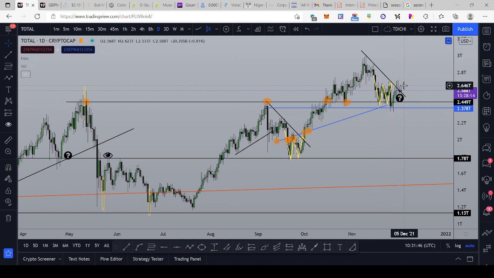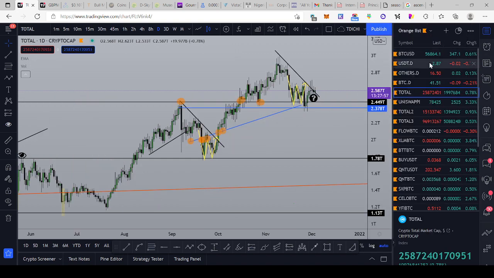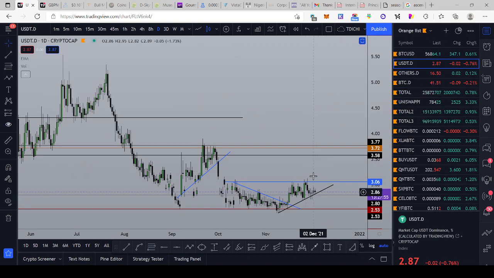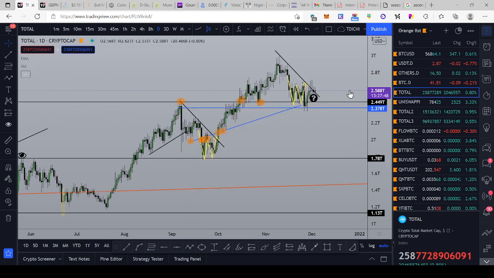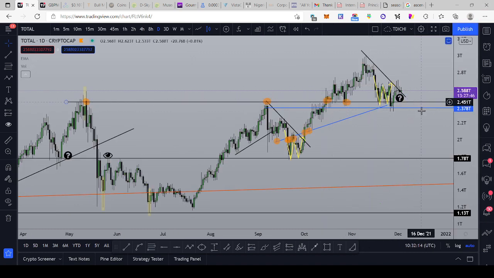It makes sense, right? Yes. The only thing is, conversely, let me speak like the academia: conversely, if USDT dominance breaks out of this ascending triangle and blows up, it will reflect on the total, meaning that the total will probably break down, and we are looking at this level.